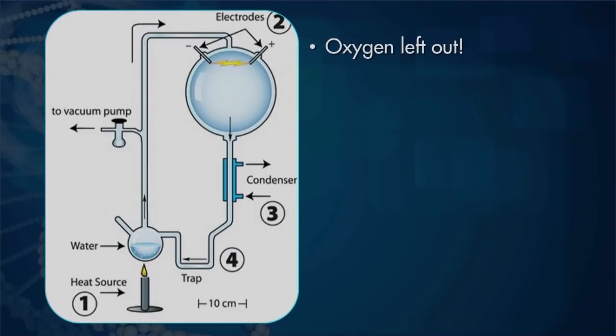So the sequence has to be critical. They have to be absolutely exact. Now here's what happened in the experiment. Stanley Miller left oxygen out, because if you had oxygen, you wouldn't get amino acids and you wouldn't get protein, and you can't have life. So he purposely left it out.